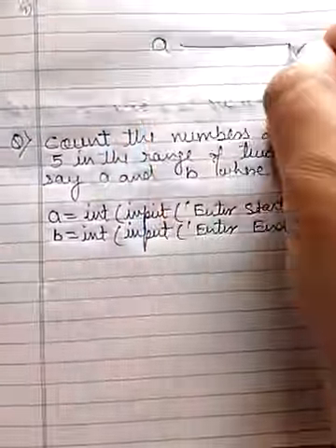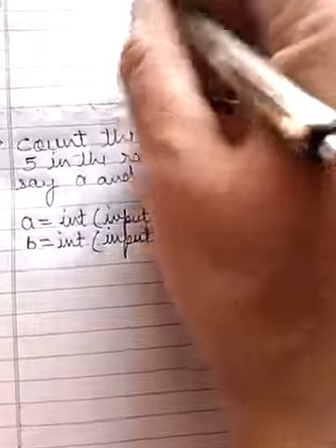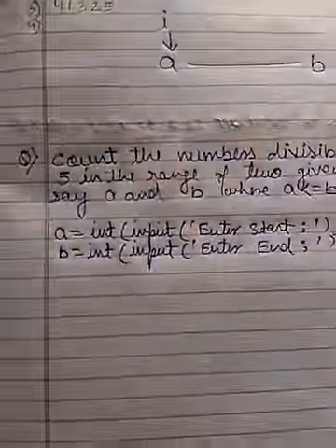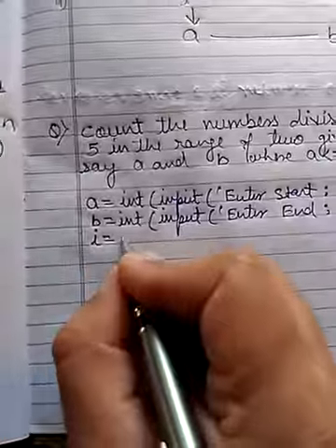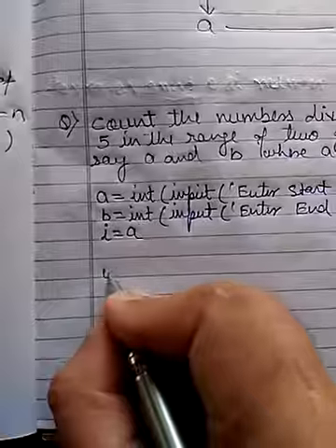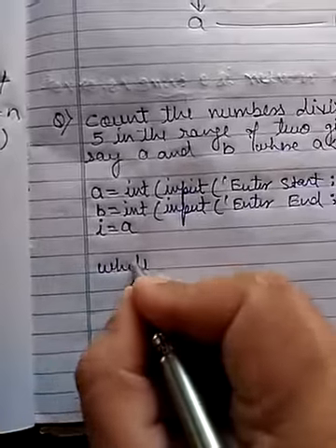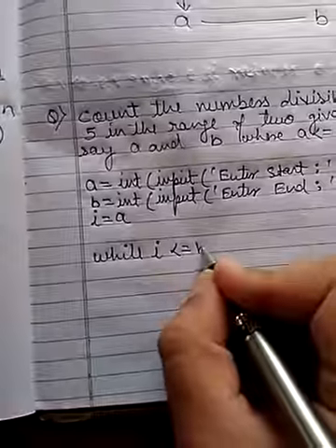So we have read A and B. Now we have to write the loop from A to B. So I am initializing the loop index with A. So here I have taken, let us say, I. It is initialized with A. We have to continue the loop while I is less than or equal to B.